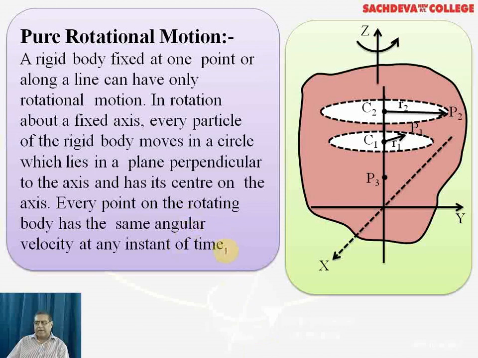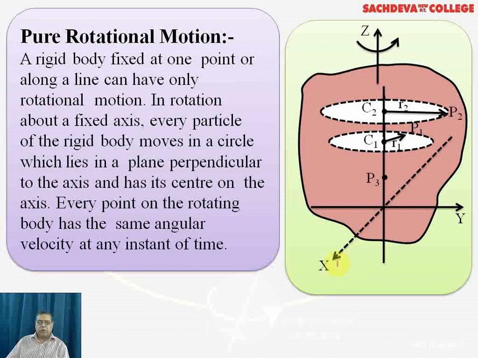The three axes are indicated. We have selected C1 and C2 as the center of mass of the body, and P1 and P2 are the particles of that whole body. C1, C2 are the center of masses, and R1, R2 are the position vectors. The whole body is spinning as indicated on z-axis in the anti-clockwise direction. So the particles are also moving in the anti-clockwise direction, but they will not leave their position.